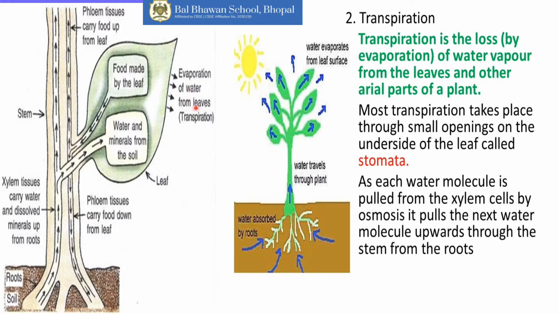Now, you know that children, from the leaf surface there occurs evaporation of water in the form of water vapor. This process is known as transpiration. So let's quickly define what is transpiration. The loss of water vapor from the leaves and other aerial parts of the plant. And this loss of water takes place by small openings which are present on the underside of the leaf, and these openings are known as stomata.